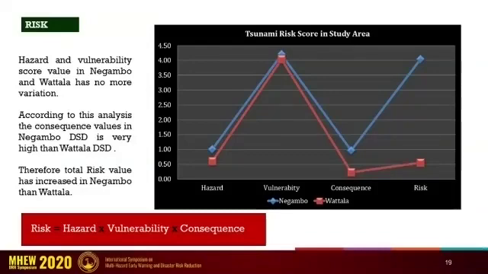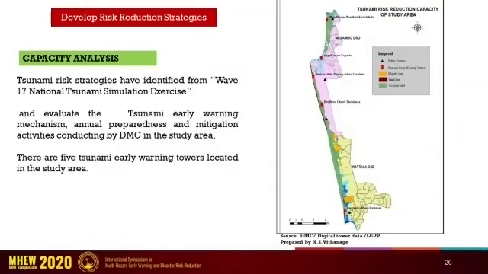So combining the hazard, vulnerability, and consequence, a high risk value was identified for the Negombo DS division, but we did this to get some idea about how to use these hazard, vulnerability, and consequence values. The hazard and vulnerability don't have any more variation between Wattala and Negombo, so both these DS divisions have very high hazard and vulnerability. And to give a proper risk assessment, we want to calculate the available resource capacities of this area.